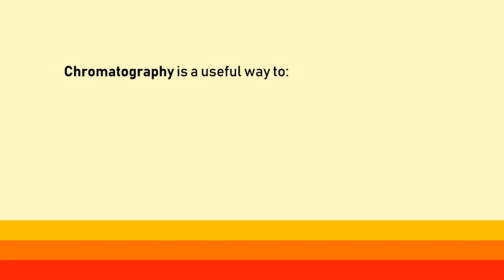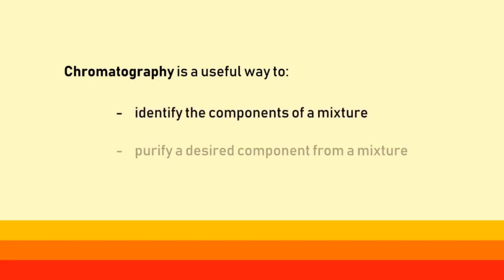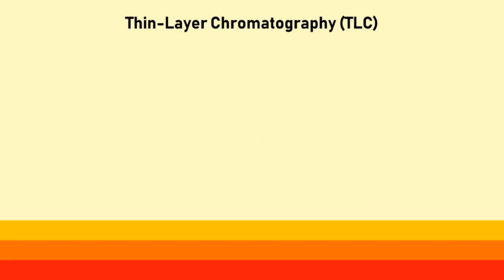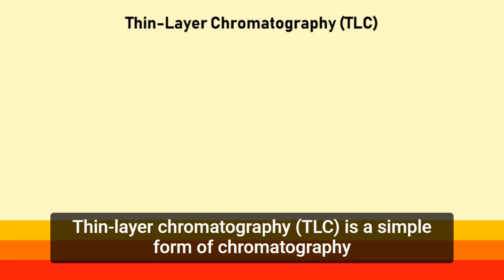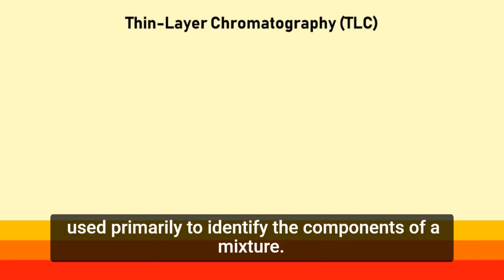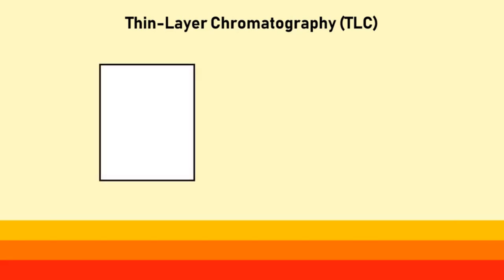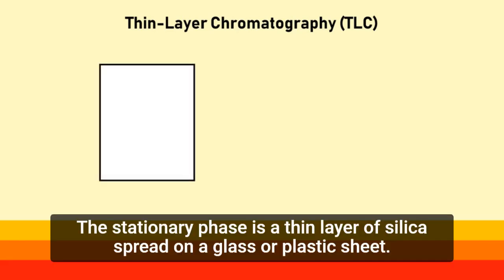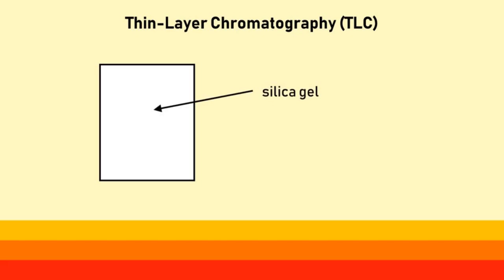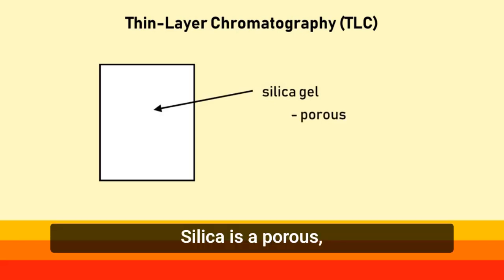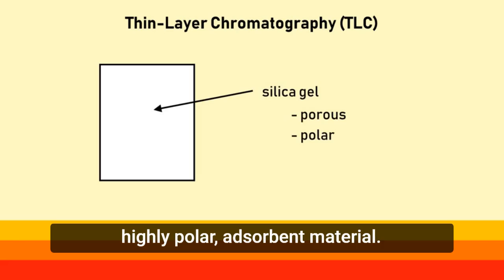Chromatography is a useful way to identify the components of a mixture or to purify a desired component from a mixture. Thin layer chromatography, TLC, is a simple form of chromatography used primarily to identify the components of a mixture. The stationary phase is a thin layer of silica spread on a glass or plastic sheet. Silica is a porous, highly polar, adsorbent material.